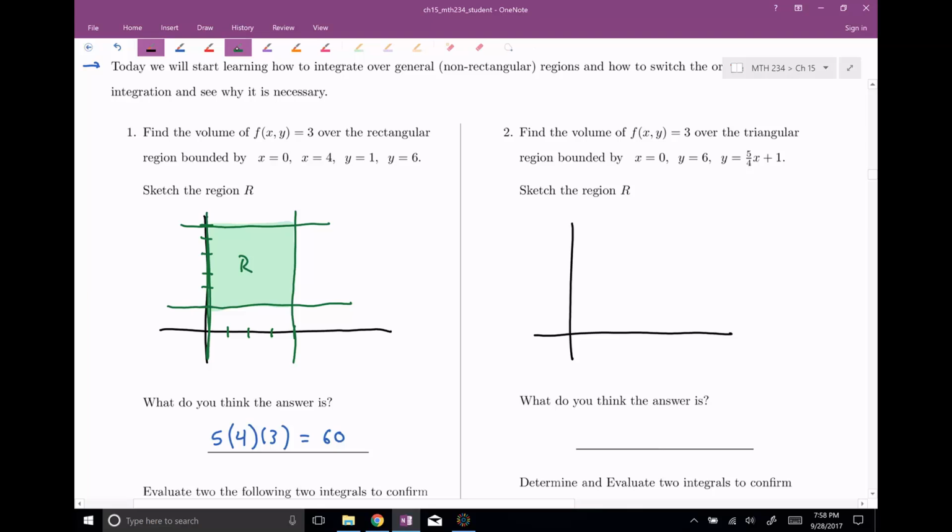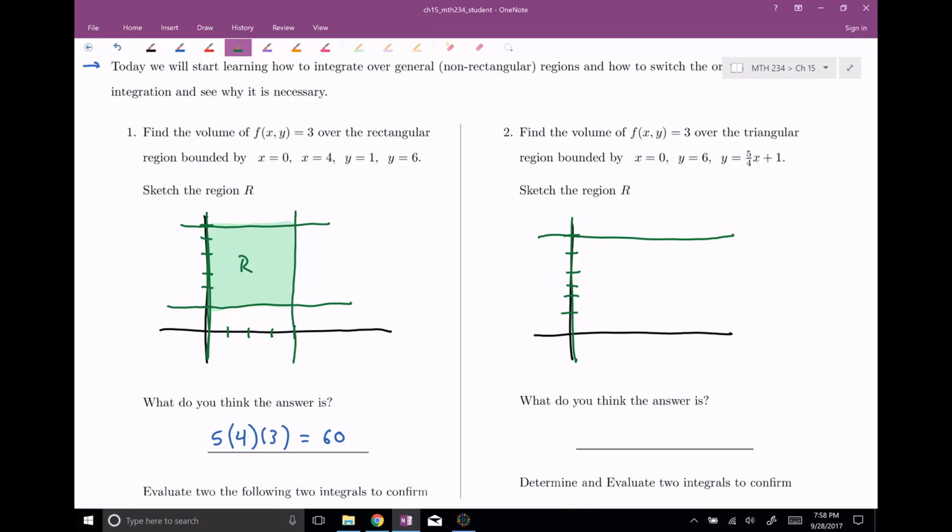We still have x equals 0, so it's going to be this line right here, and we have y equals 6. 1, 2, 3, 4, 5, 6. So something like this. But now we have this line, y equals 5/4 x plus 1. So let's go ahead and try to sketch this straight line.